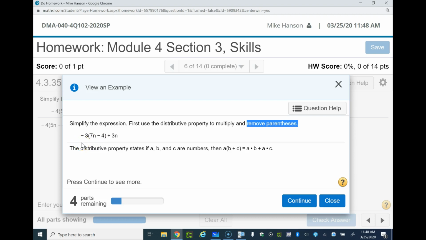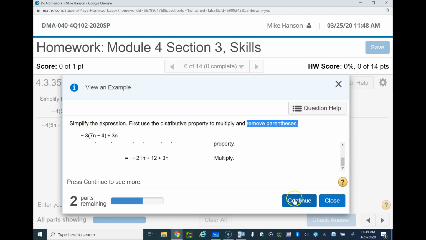One thing you need to make a note of: a lot of students want to take this negative 3 and multiply it to the 7, to the negative 4, and all over here to the 3n. This is what you do not want to do, and it's illegal in math. You cannot jump over. Whatever is side by side in parentheses is the only thing you multiply by. Don't come over here and multiply it to the 3n. So once we do the multiplication, negative 3 times 7 gives us negative 21n. Negative 3 times a negative 4, two negatives make a what? A positive 12 plus 3n.